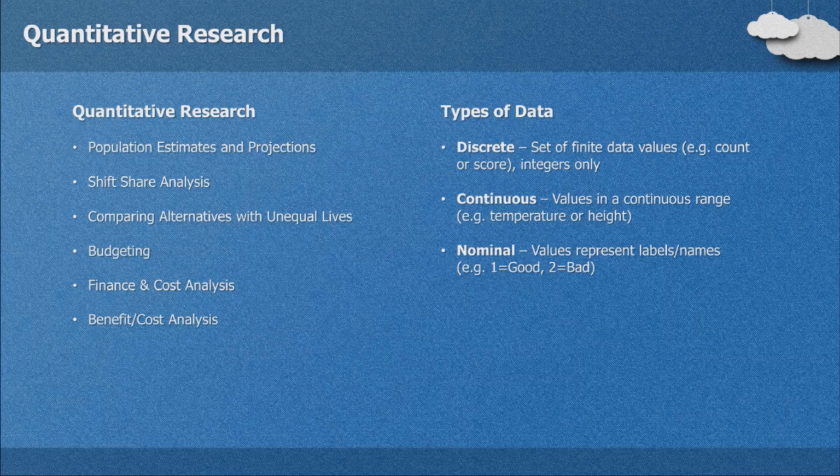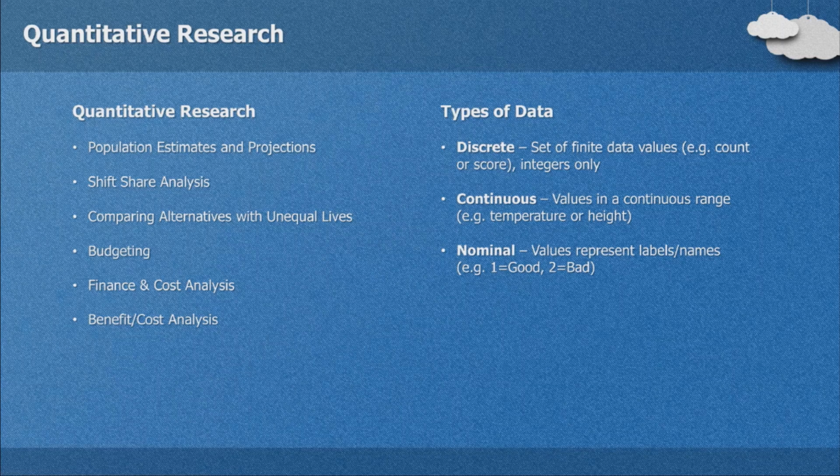Quantitative research, the numbers, population estimates and projections, shift share analysis, comparing alternatives with unequal lives, budgeting, finance and cost analysis, and then cost benefit analysis. We talk about data. There are three types of data: discrete, continuous, and nominal.